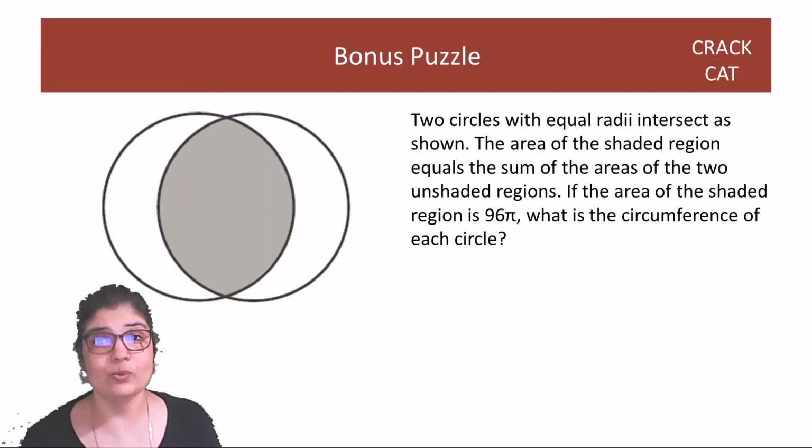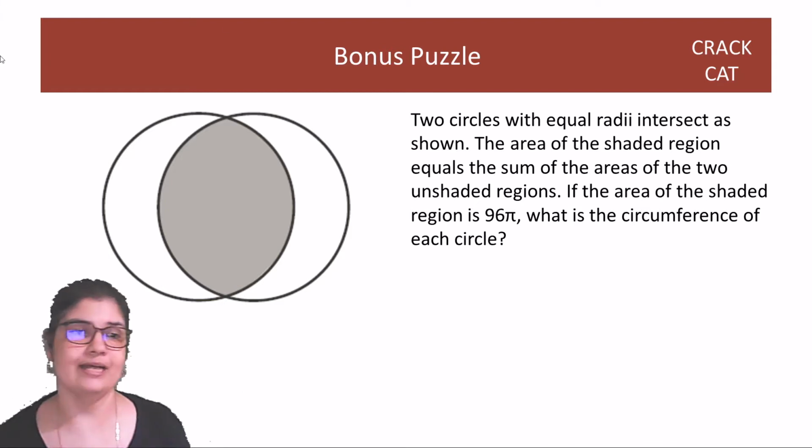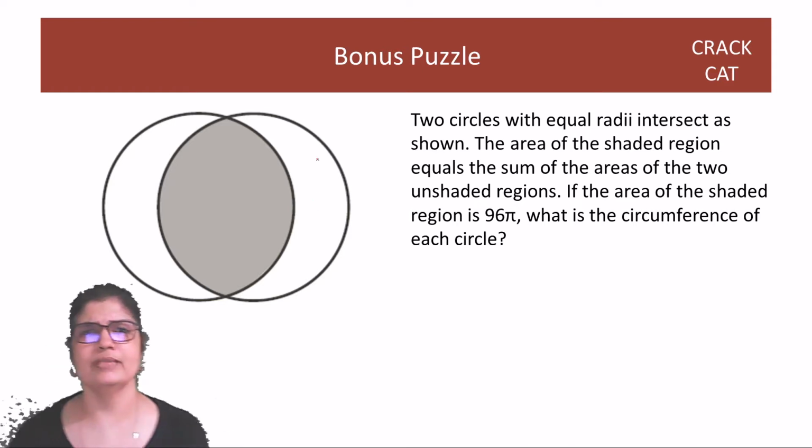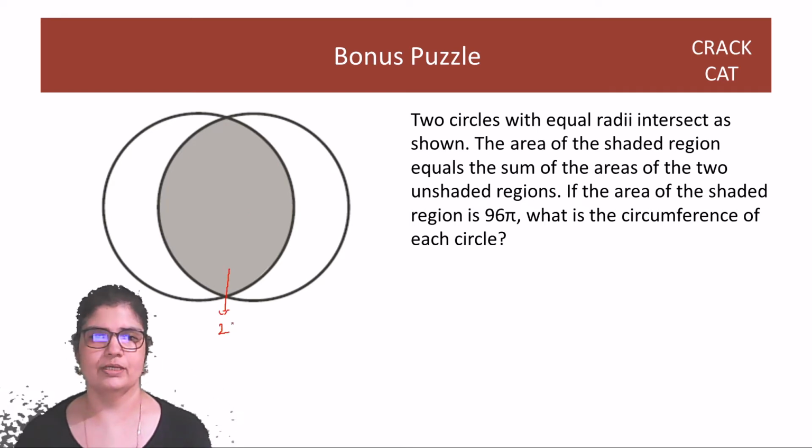So let's begin with the puzzle that I gave you all last time. You have two circles with equal radii. Equal radii means that the two circles are equal in area, equal in circumference, right? Dono hai judwa. Okay. The area of the shaded region equals the sum of the areas of the two unshaded regions. So let's say the shaded region is 2. This 2 is the sum of this region plus this region.